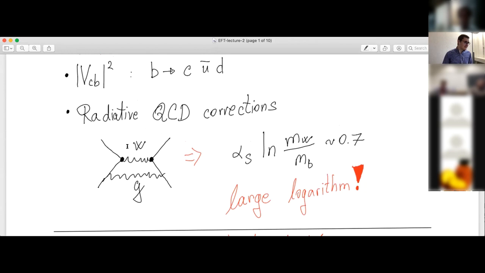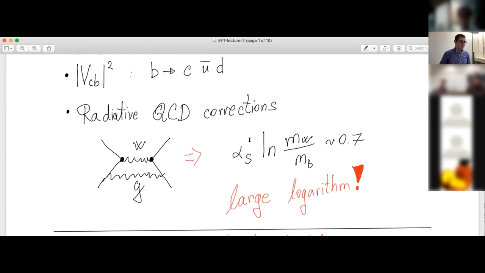We have already seen something similar to this, not exactly this, but something similar. And we know that there will be terms which go as the logarithm of MW, which is the W mass, over MB, which is the bottom quark mass. This will be alpha s times the logarithm of this. And higher loops will also have these terms to the power of the loop, so you will have alpha s log to the power of n for n loops.